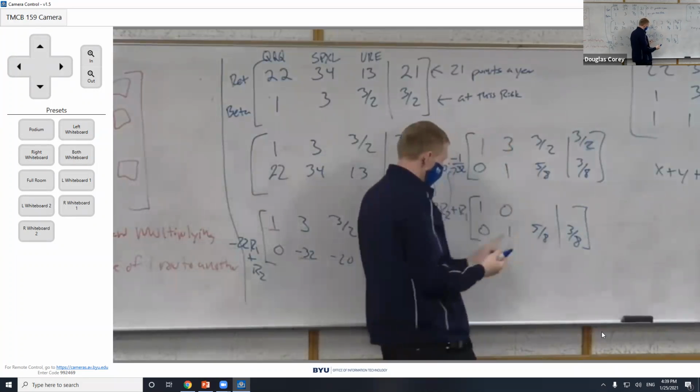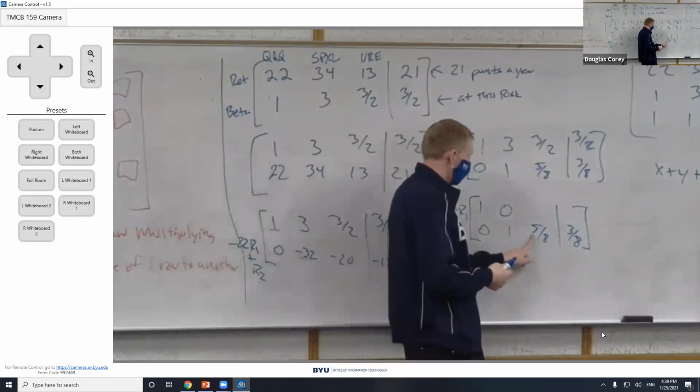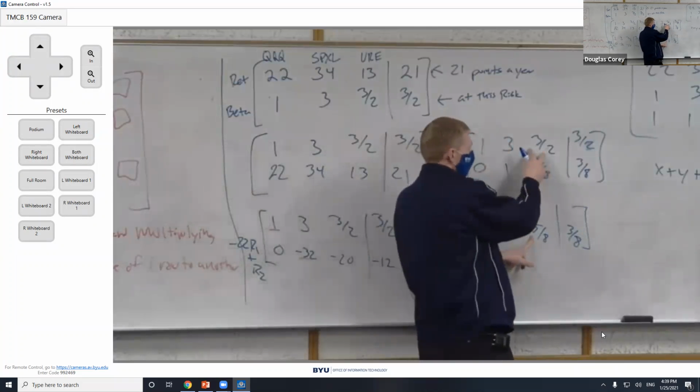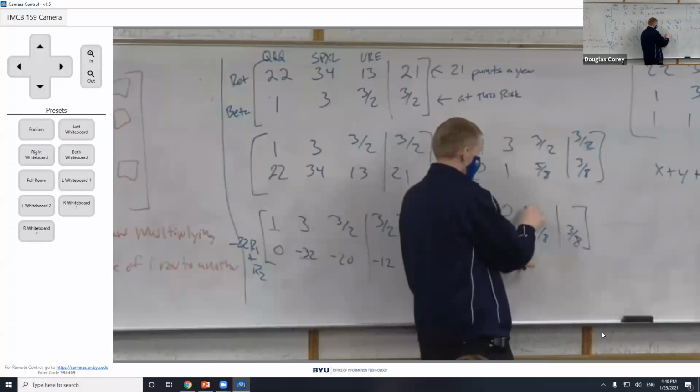The reason I multiplied that line by a negative 3 was just to get that 0. Now a negative 3 times 5/8, so it's going to be a negative 15/8. If I change 3 halves to 8s, that's 12/8. So I have a negative 15/8 plus 12/8 is a negative 3/8.